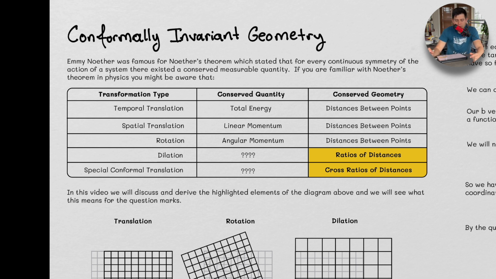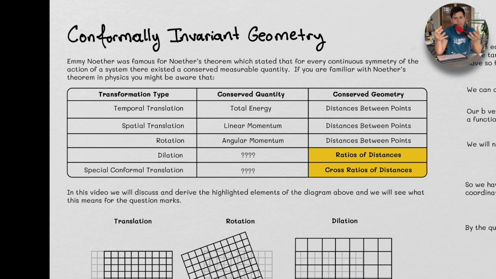All right. Why do we want to talk about conformal field theory in the context of geometry? Well, if you study the history of modern physics, Emmy Noether was famous for her Noether's theorem, which stated that for every continuous symmetry of the action of any sort of system, there corresponded some sort of conserved measurable quantity. If you're familiar with this theorem, great. If you're not, you don't have to be that aware of this.